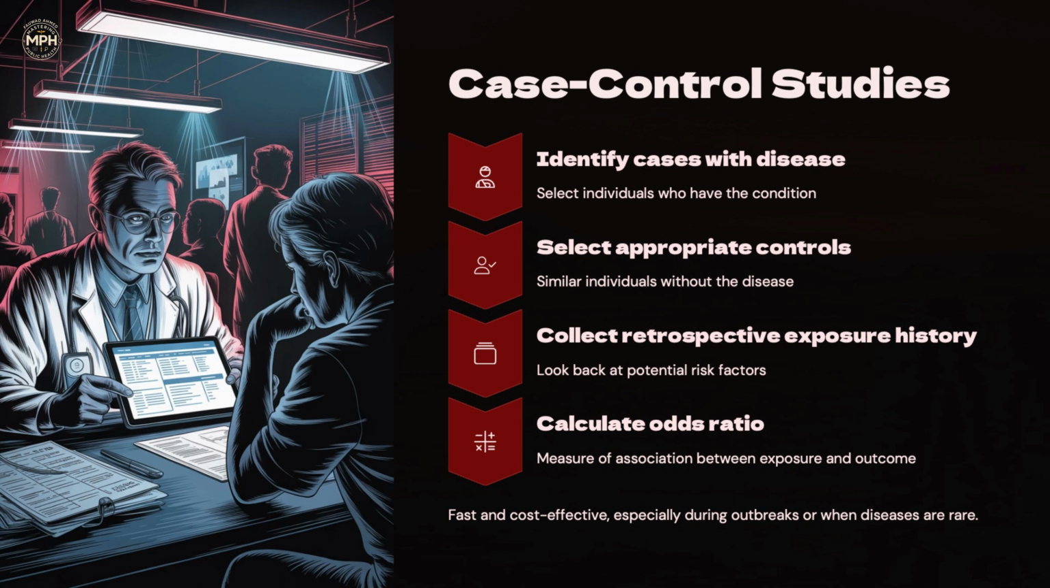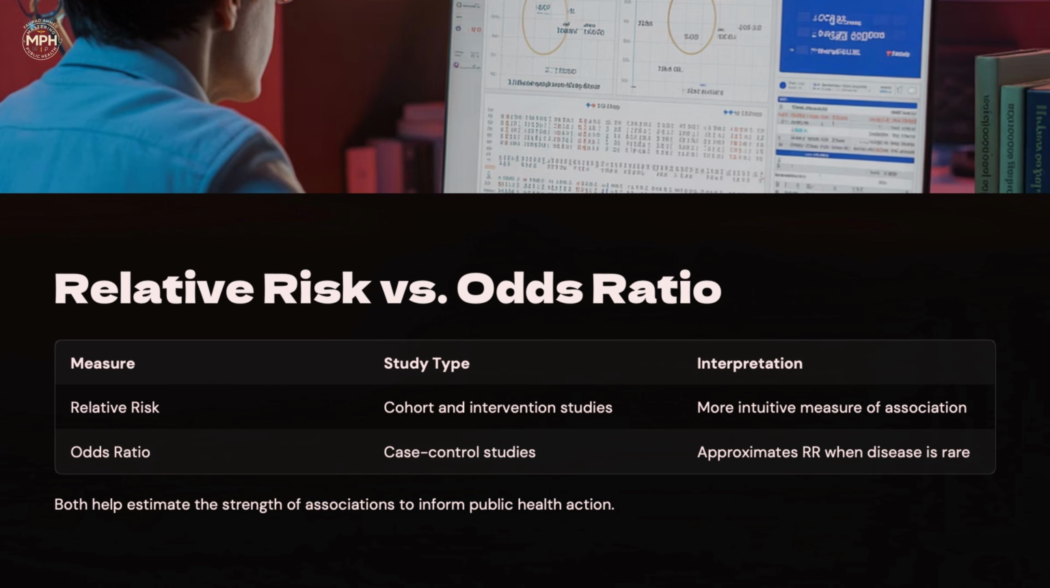The odds ratio is a ratio of two ratios, the odds of exposure in cases versus controls. Fortunately, the odds ratio is an excellent approximation of relative risk when the disease has a low incidence, typically less than 10%. Both metrics help us quantify whether an exposure is associated with a disease and how strongly, which is crucial for deciding if public health action is needed.